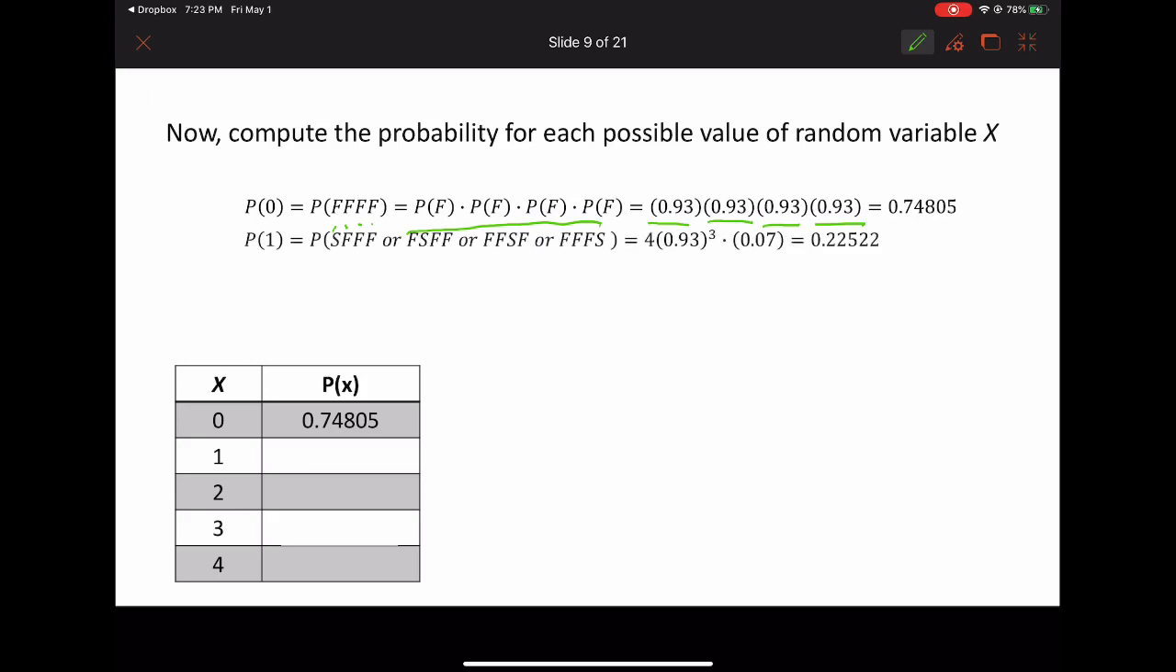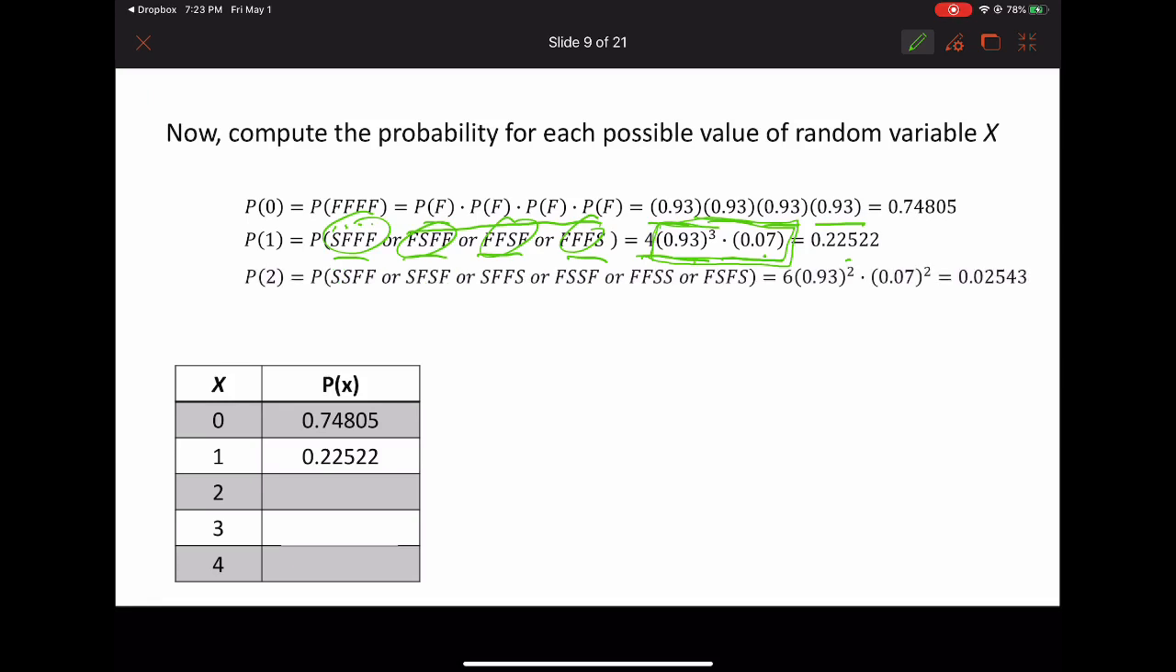So let's take a look at ones. So there's 4 different ways that I could have 3 successes and 1 failure. There's 4 different ways that can happen. So 4 ways that I could do 3 successes and then 1 failure. So that probability is 0.22522. So I have basically, hold on here. Here is my, right there is 3 successes and 1 failure, and I just multiplied that whole thing by 4 because there's 4 ways that I can do this.